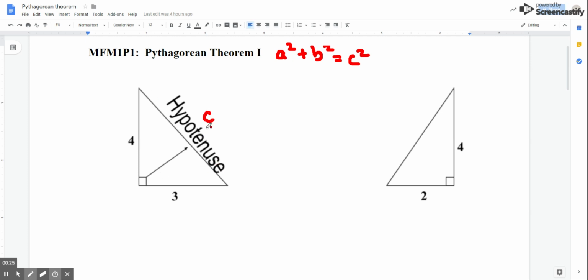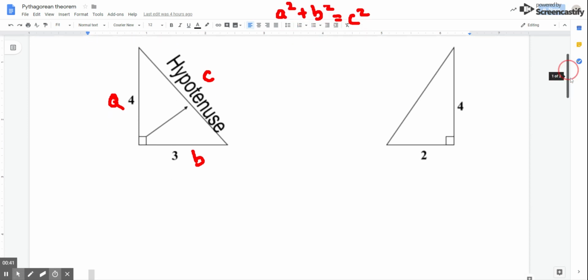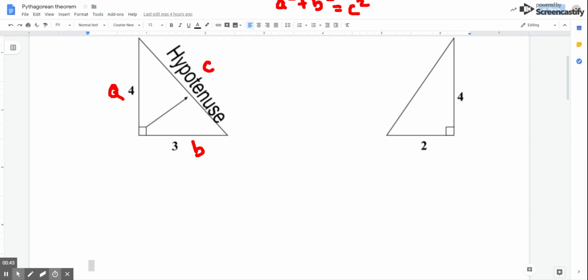Now, C is always the hypotenuse. You could put A or B in either place, but for now I'll put A here and B here. So what we're going to do, we're going to work out the length of the hypotenuse using the Pythagorean theorem. A squared plus B squared equals C squared.